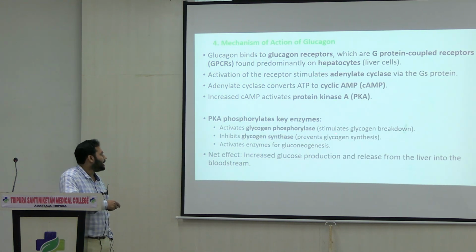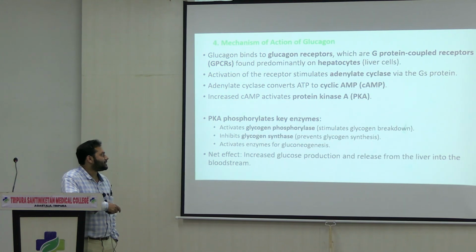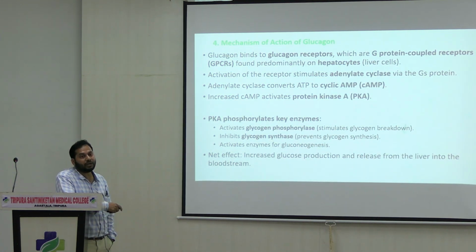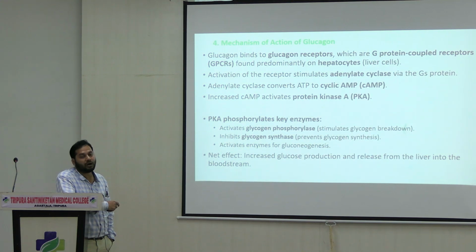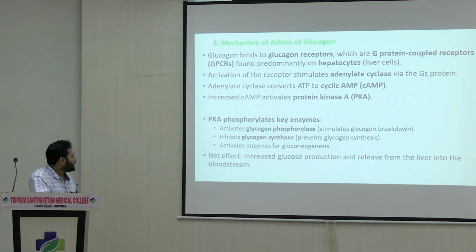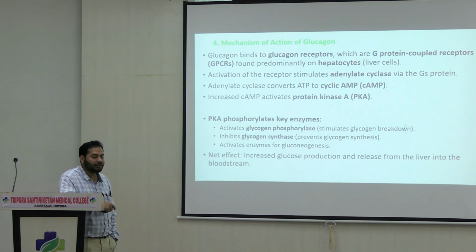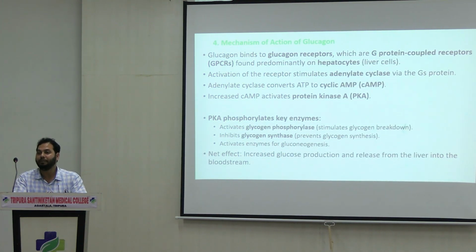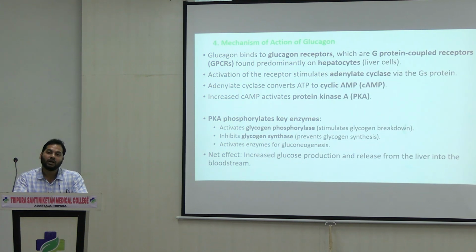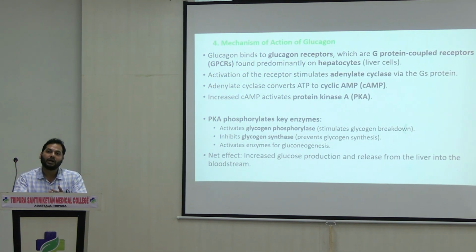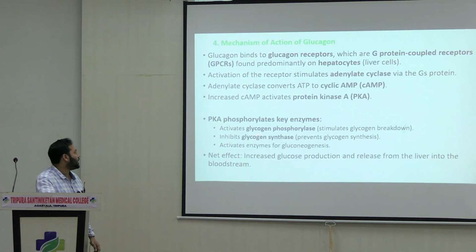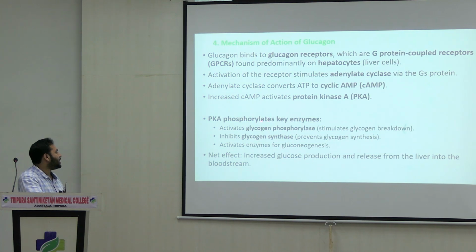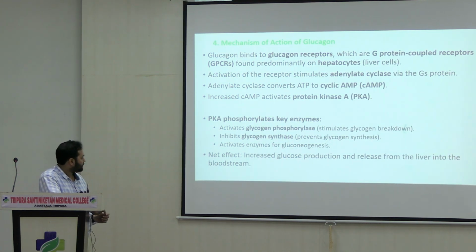It means you can see it prevents the glycogen synthesis. This is another metabolic event that is influenced by this particular hormone. Not only this, it activates enzymes for gluconeogenesis, right? Again, it is a metabolic event. It means the glucagon hormone is metabolically very important because it activates certain types of enzymes which are essential for metabolic pathways. So here these are the enzymes which are affected by this activated form of protein kinase.